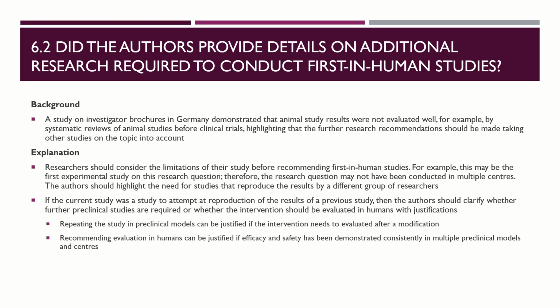then the author should clarify whether further preclinical studies are required or whether the intervention should be evaluated in humans with justifications. For example, repeating the study in preclinical models can be justified if the intervention needs to be evaluated after a modification. Now, the authors have suggested a modification. That means it has to be reproduced before it can be tried in humans. Recommending evaluation in humans can be justified if efficacy and safety has been demonstrated consistently in multiple preclinical models and centers.